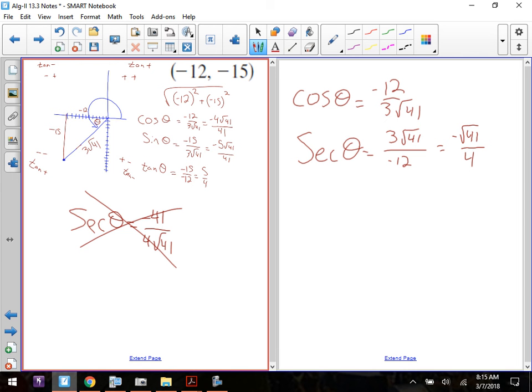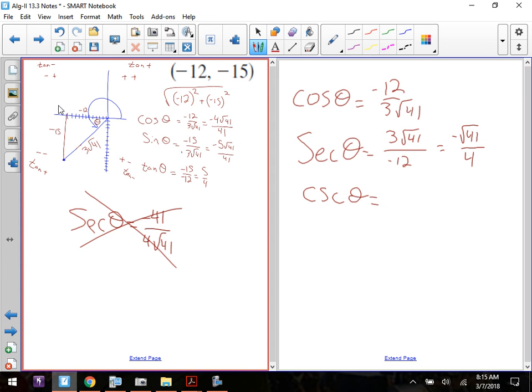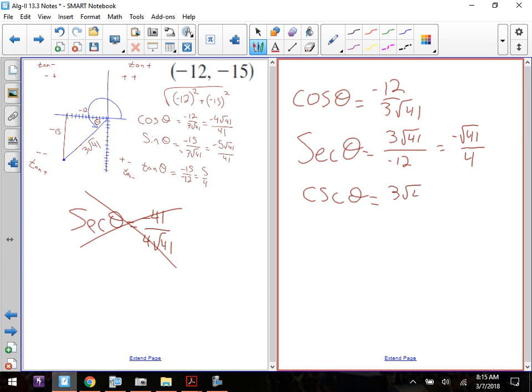So you get negative 4 root 41. If I do the same thing with cosecant, if I'm looking at that one, it would be 3 root 41 over negative 15. Does it matter where you put the negative? And then lastly, cotangent is just going to be 4/5.